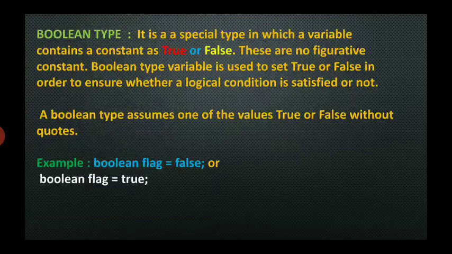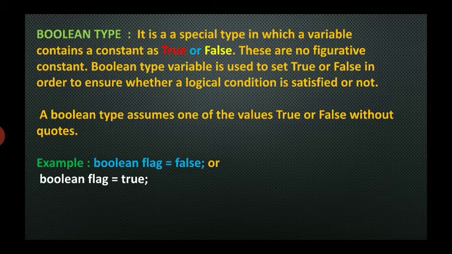Next, and the third type of non-numeric data type is Boolean type. It is a special type in which a variable contains a constant as true or false. So it always gives you either true or false output. Now these are not figurative constants. Boolean type variables are used to set true or false in order to ensure whether a logical condition is satisfied or not. A Boolean type assumes one of the values true or false without quotes.